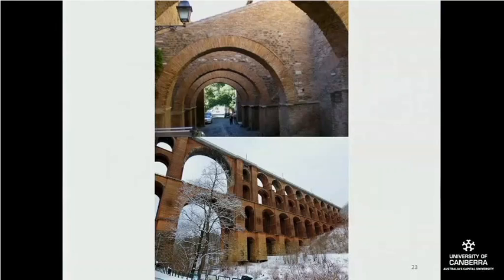Now, the bad thing about brick is that it's no good in tension. Although, like stone, you can overcome it by using arches to transfer the loads to the ends. In this case, the flying buttresses of a church, and in this case, an aqueduct like the stone one I just showed you, but done in brick.